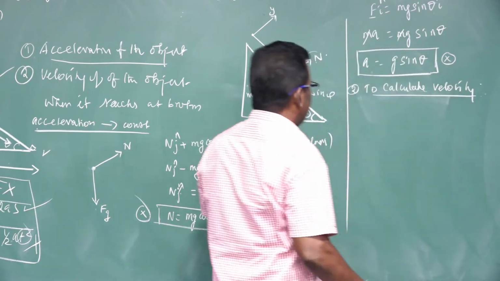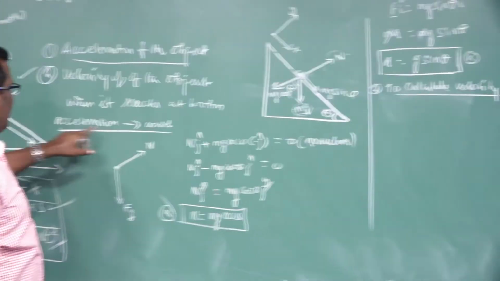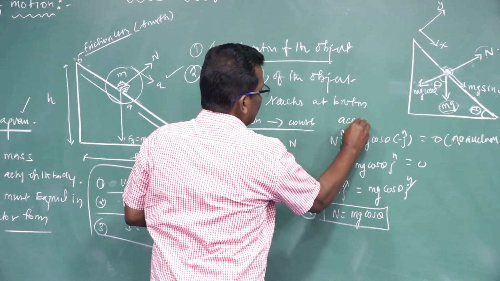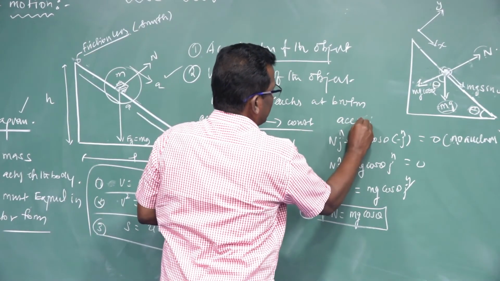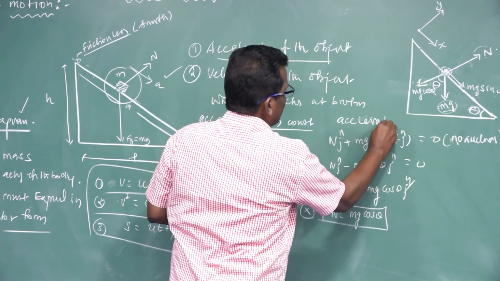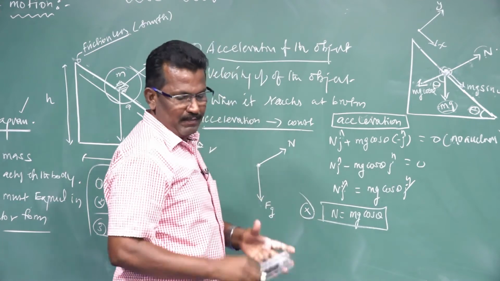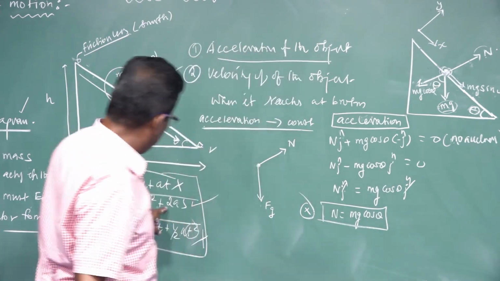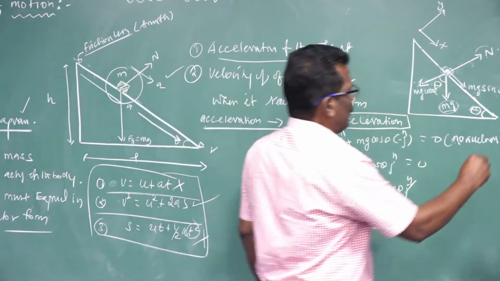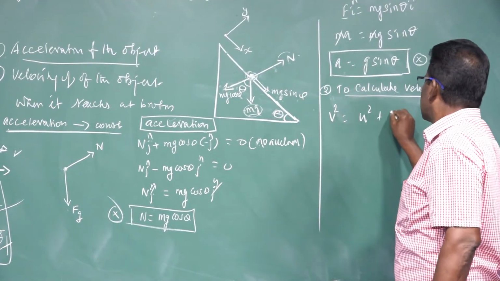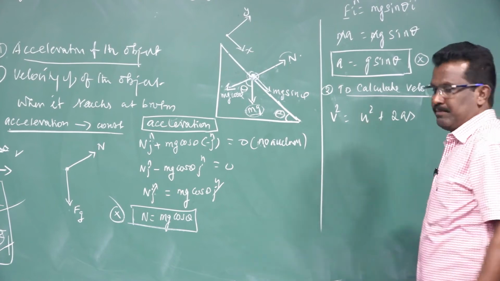This one is acceleration. To calculate the velocity, select the formula from this: v square is equal to u square plus 2as. Okay.